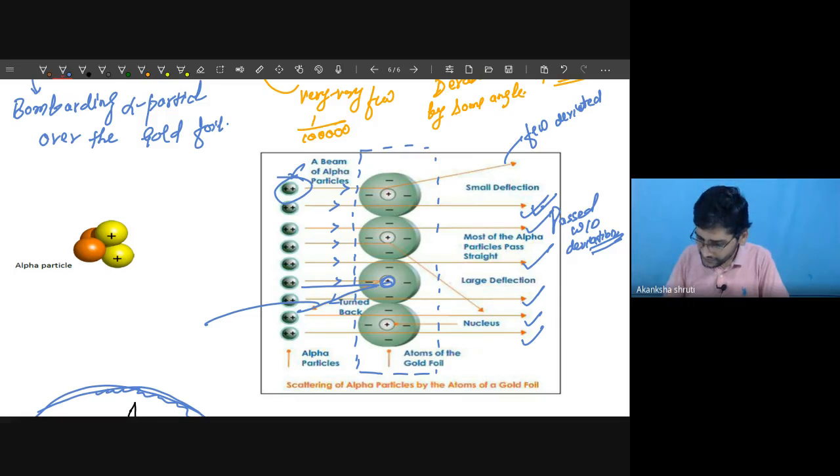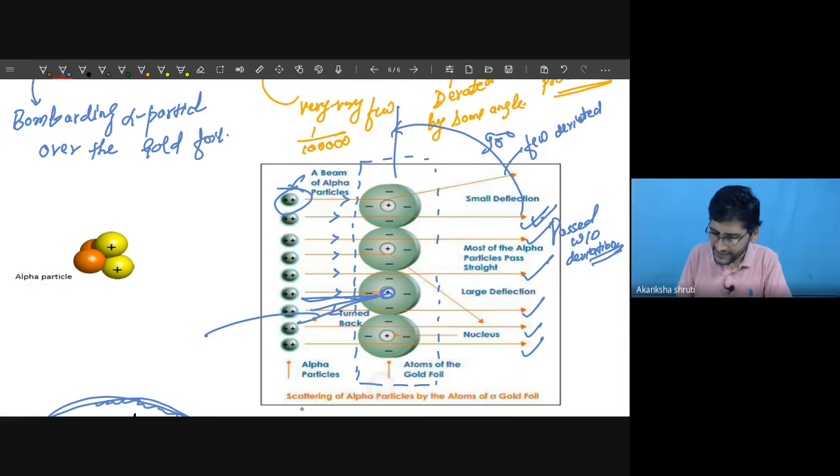So from these 3 important observations, one was most of the alpha particles were crossing, another was few were deviated by a certain angle from 0 to 90 degrees, means it is 0 here and up to here it is 90 degrees, and very few were deflected more than 90 degrees, and very few were returning back while hitting the center. From this he concluded that these alpha particles are crossing.